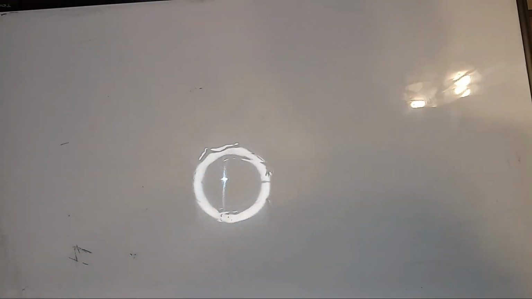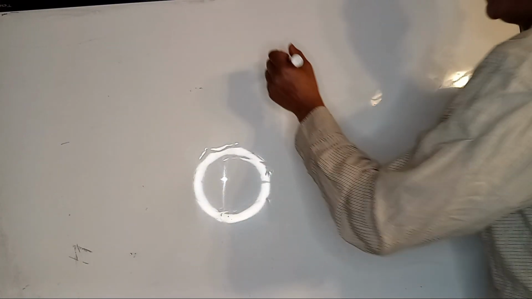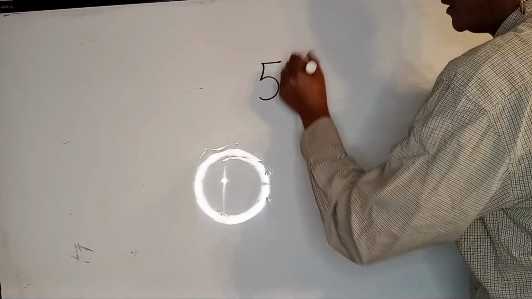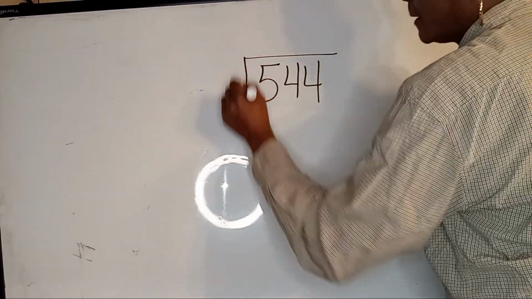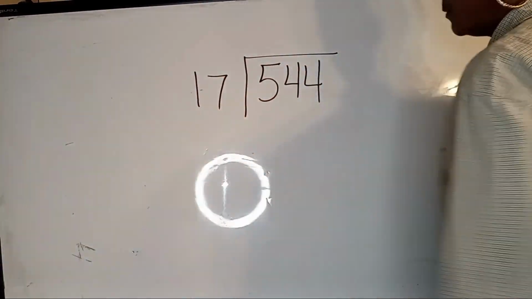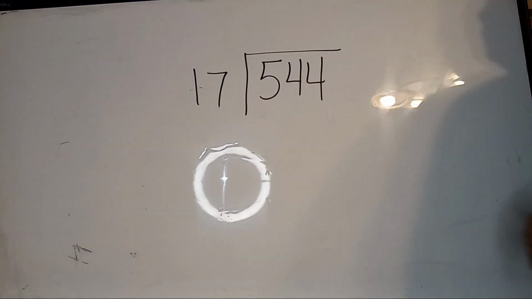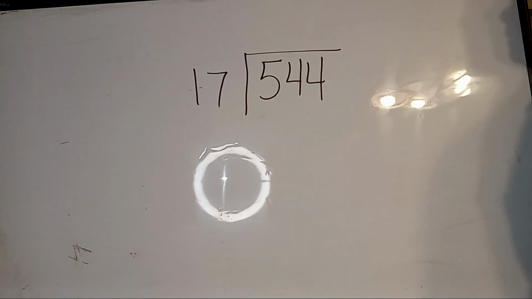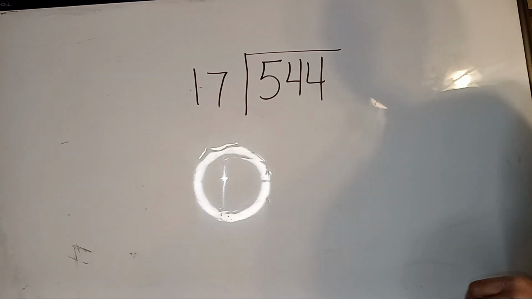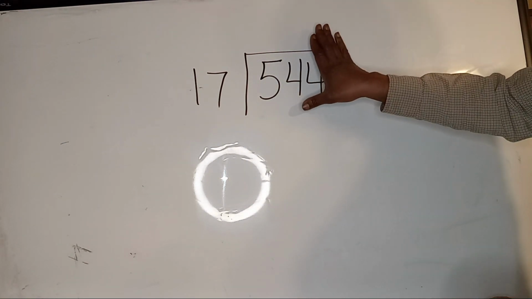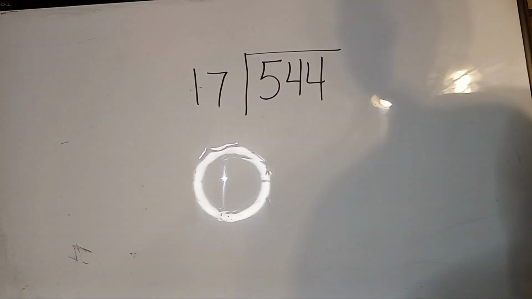All right, so in order to work that problem, we know we have 544 inches of yarn. We're going to divide that because they say equally. So we're going to divide that by the 17. So now, same thing. 17 cannot go into 5. 17 can go into 54. So that's what we're looking at.